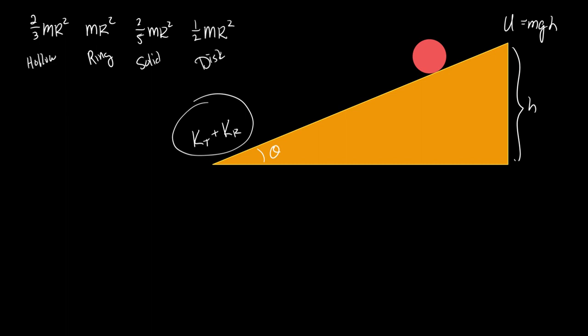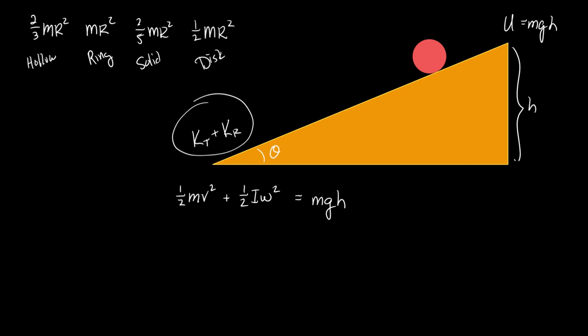If we're going to do this in terms of a disk, then I'll remind you that at the bottom it's 1/2 mv squared. That's the translational kinetic energy. And 1/2 I omega squared. That is the rotational kinetic energy. This all has to be equal to mgh. Now we're looking for the velocity at the bottom. We want the linear speed at the bottom.